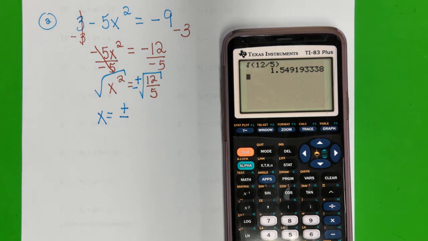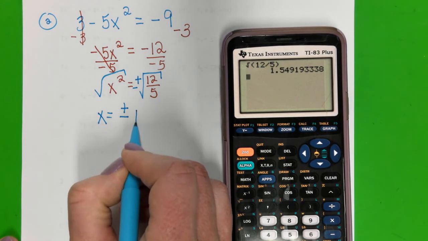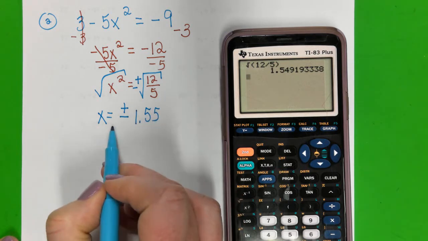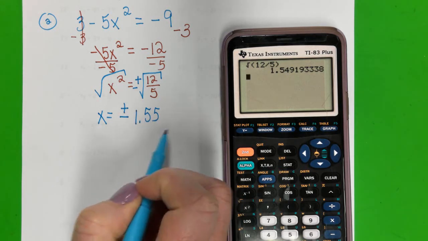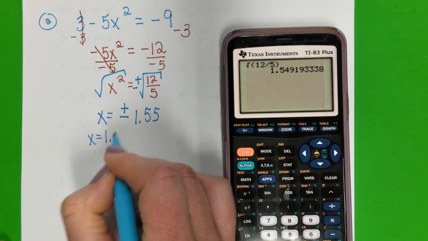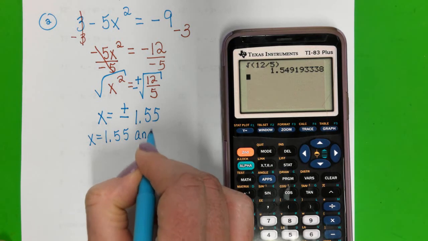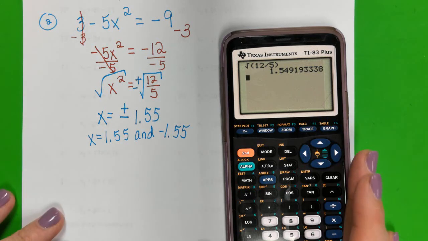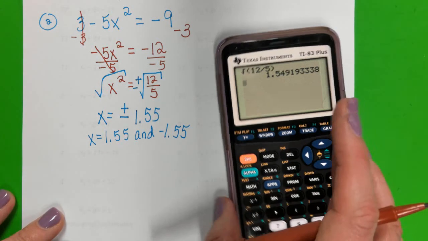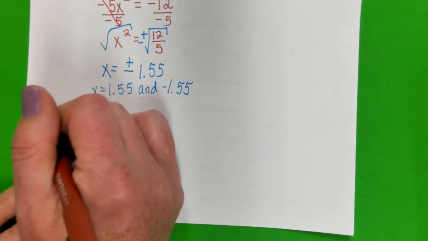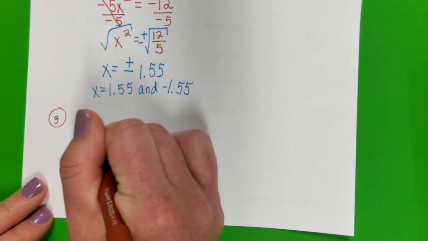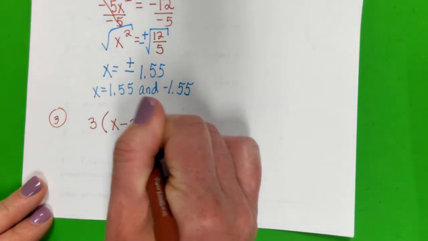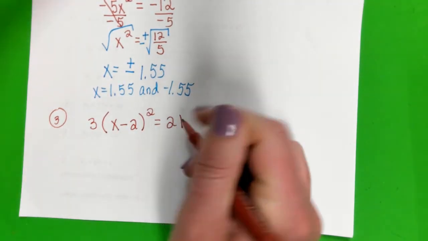rounded to the hundredths place, it would be what? 1.55. So x equals positive or negative 1.55. If you wanted to write it as positive 1.55 and negative 1.55, that would be okay as well. But either way, they all mean the same thing. Questions? Okay, let's look at another one. 3 times x minus 2 squared equals 21.